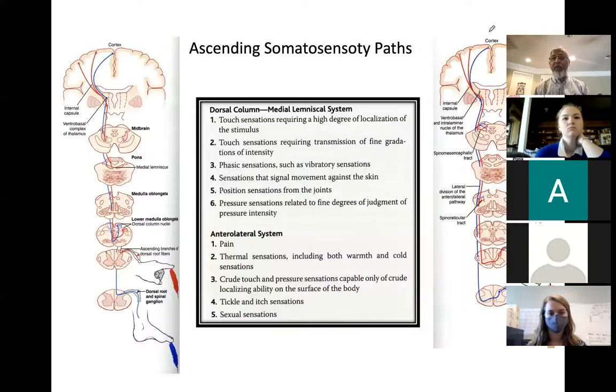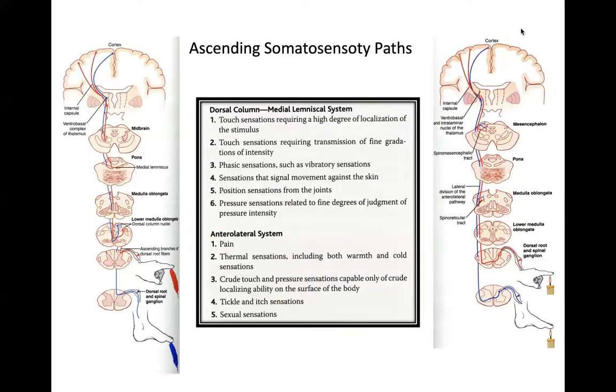Now, look at this one. This will be important. So now look at this one first. This is a touch sensation coming from the toe, right? If the touch sensation coming from the toe is fine touch, like a feather touch, right? So it is a fine touch, which means they will enter the dorsal column, because they are dorsal column system.